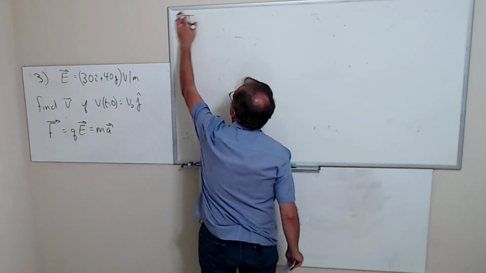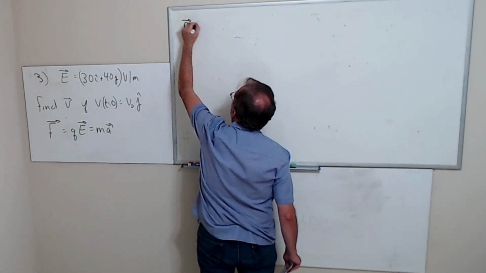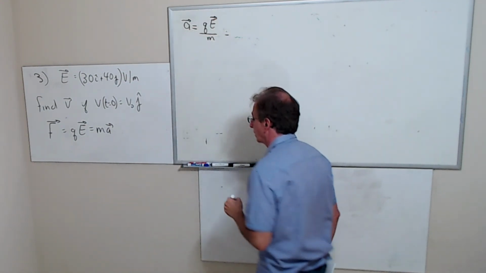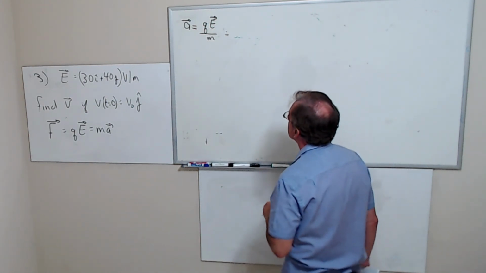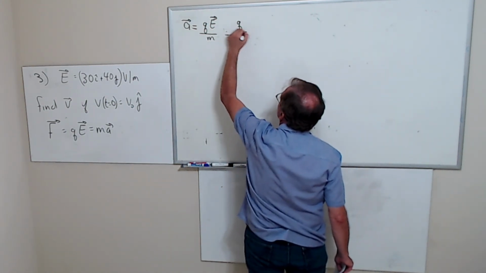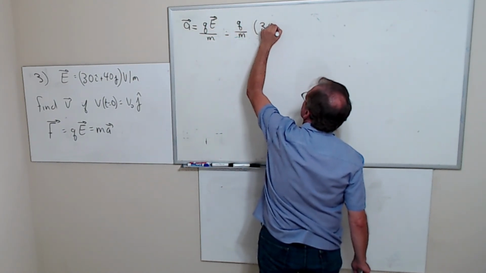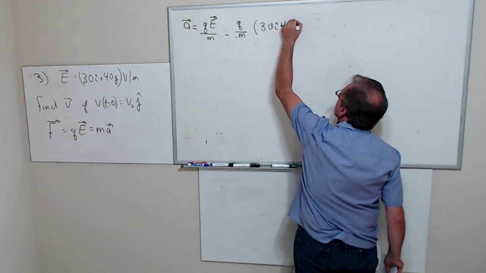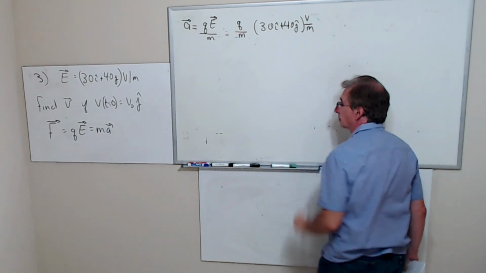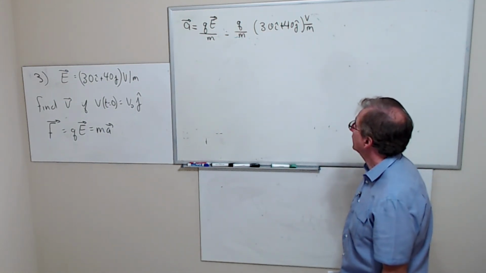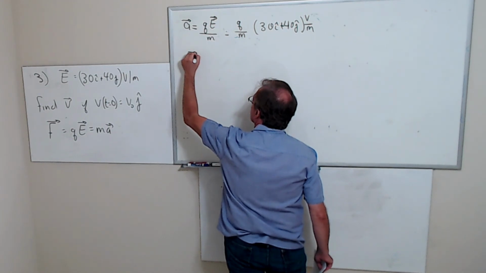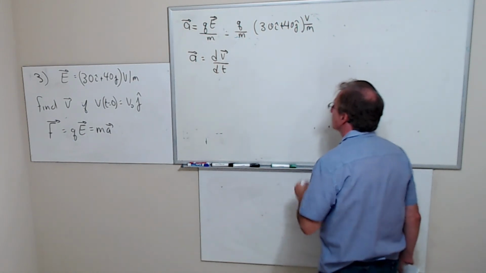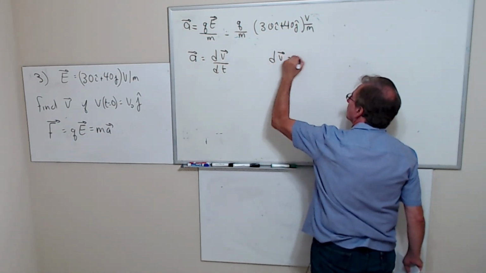So a is qE over m, and E is given by that expression. So we'll write it as q over m times 30i plus 40j volts per meter. Of course, a is dv/dt, and dv is a dt.